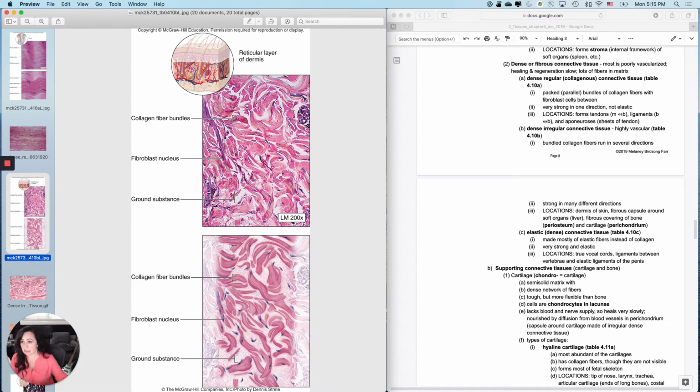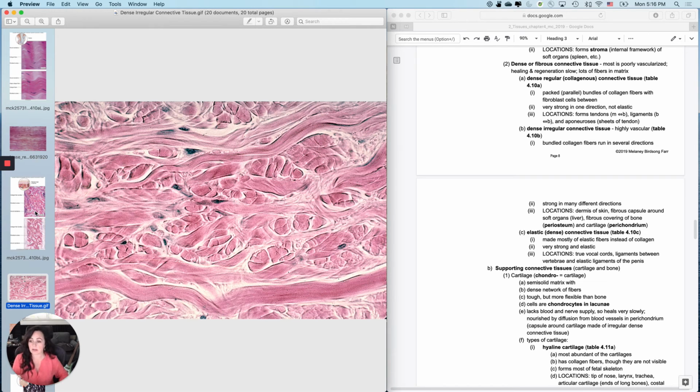You can see it even better in, this is my favorite slide of dense irregular connective tissue, because you can see that some of the bundles of collagen fibers are running this direction, but then some of them you can see you got in cross section and they're running that direction. So this is really strong in a bunch of different directions. So this forms portions of the dermis of the skin.